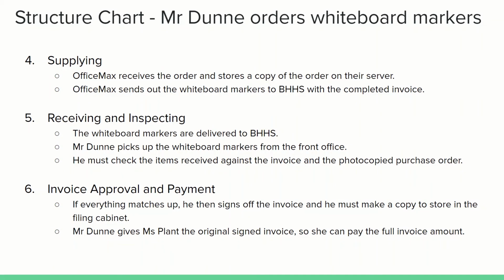I have signed off on it. I've made a copy of it, so then I store that in the cabinet with a copy of the purchase order. And then I get the original one, it's signed off, and I give it to Ms. Plant, who then actually puts through the payment through the Department of Education's online system. Now, this is what I do if I want to order markers. If I want to order a new Arduino kit, if I want to buy anything through the school, I have to go through those steps. And that's simplified, because I haven't gone through the stuff that Ms. Plant has to go through.